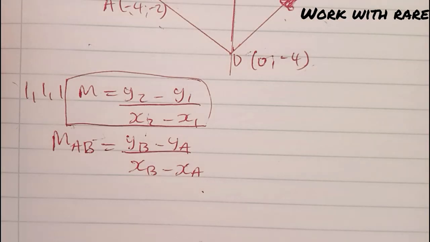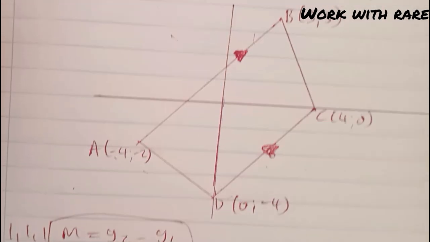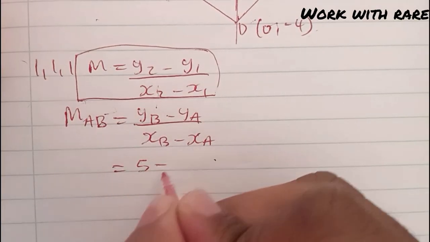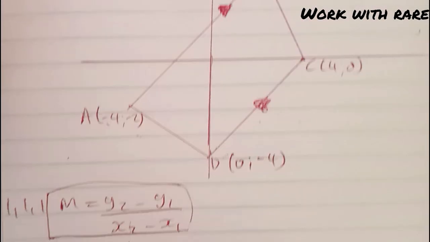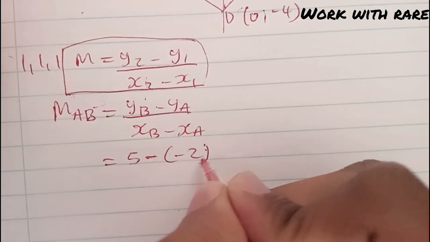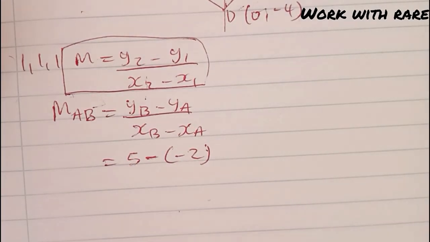Let me explain this. This means the y coordinate of B minus the y coordinate of A, over the x coordinate of B minus the x coordinate of A. So what is the y coordinate of B? It was given as 5. The y coordinate of A is -2. So we can say 5 minus (-2).